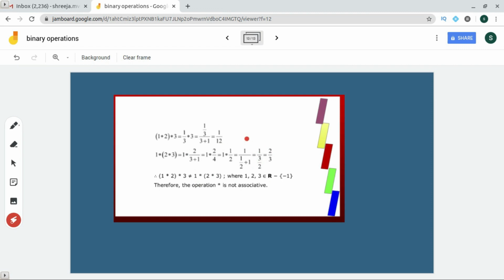Okay, so here we have 1 by 12. Here the answer is 2 by 3. So clearly star is not associative.